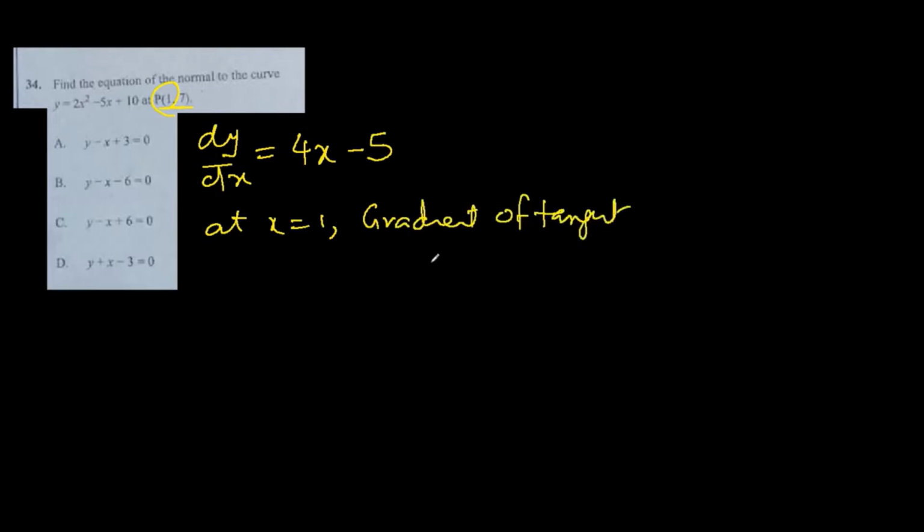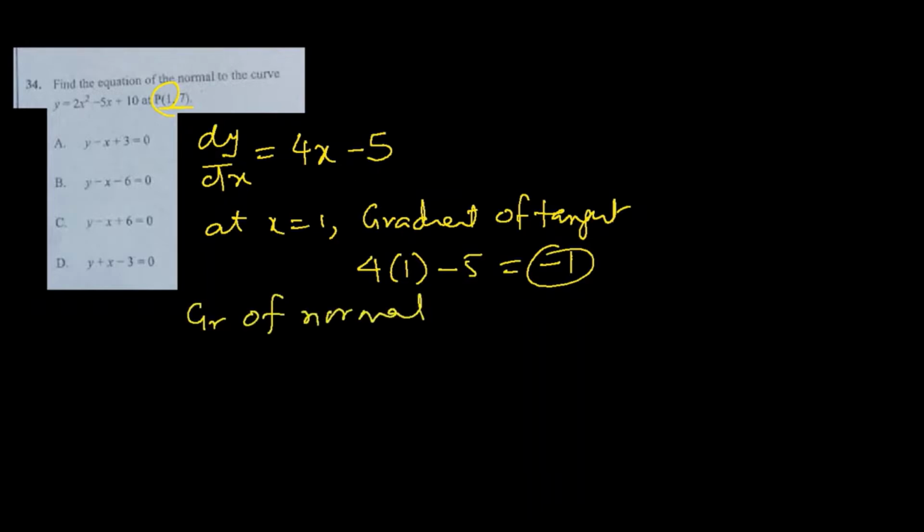So gradient will be differentiation of the equation, so it will be 4x minus 5. Now since they've given us that x is 1, we'll substitute at x equal to 1, the gradient of tangent. Let's be specific. Tangent will be 4 times 1 minus 5, which is -1. And if we find negative reciprocal, so the gradient of normal will be negative reciprocal of -1, which is perfect 1.